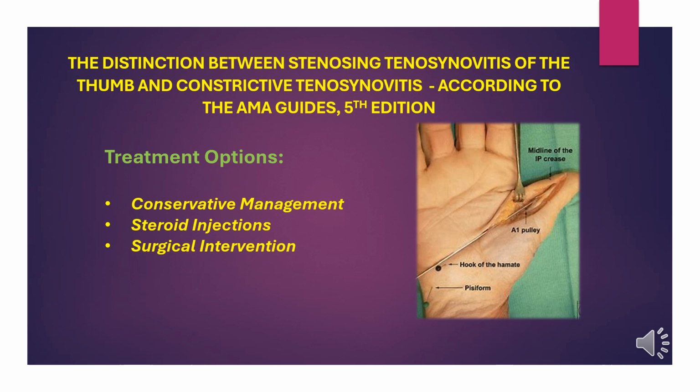This would be a corticosteroid injection that would actually help reduce the inflammation and relieve the symptoms. And finally, surgical intervention. There are some cases where the conservative treatments would fail, and a surgical release of the A1 pulley may actually be necessary to restore the normal thumb function. And you can see this in the image presented here.